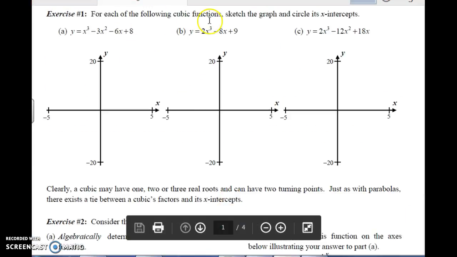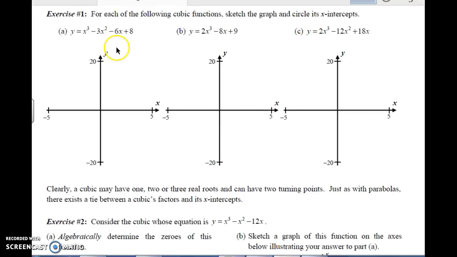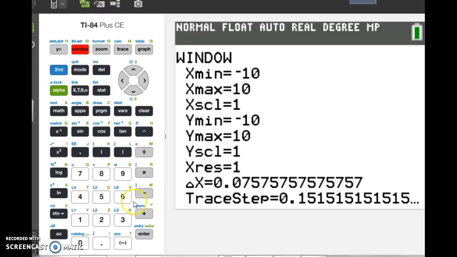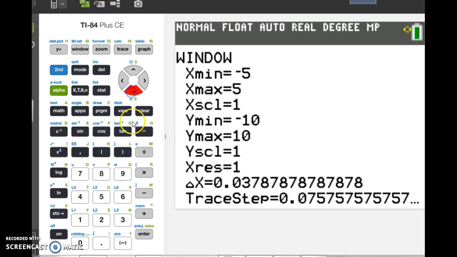All right, so for each of the following cubic functions, sketch the graph and circle its x-intercepts. Okay, so I want to graph each one of these. Now each one of these is a cubic function, so it's going to be an odd function, so the ends are going to point in opposite directions, so we should expect that. All right, so let's reset our window on our graph so that we have from -5 to +5 for the x's, and from -20 to +20 for the y's.